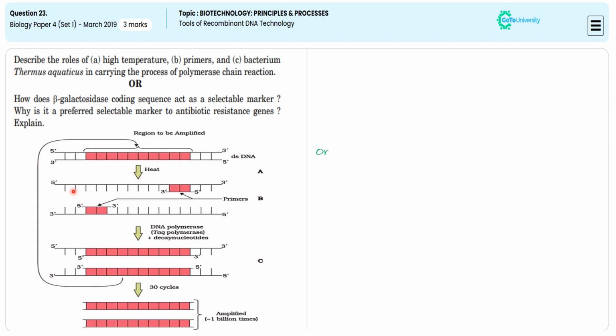In this picture, we can see that when we expose the double-stranded DNA to high temperature, or denaturation, the double-stranded DNA gets unwound into single-stranded DNA. To this, we make the primer attach at the 3' end, followed by DNA polymerase enzyme application. This enzyme is taken exclusively from Thermus aquaticus bacteria. Why? Because it can sustain high temperature.